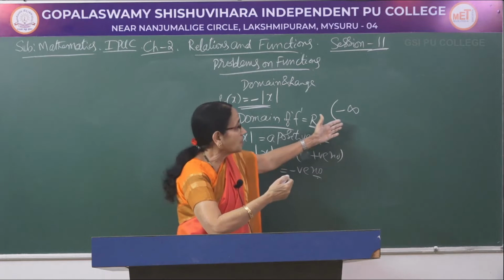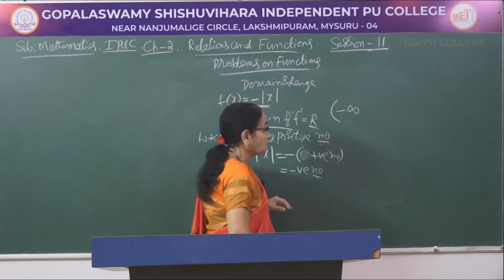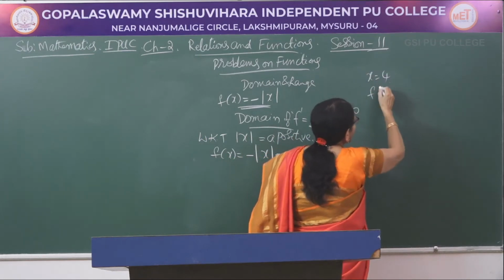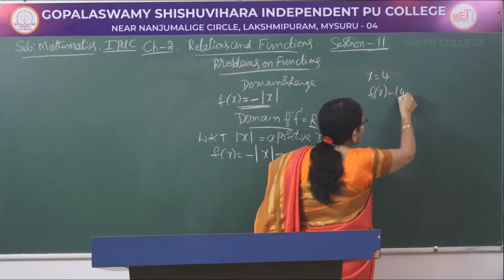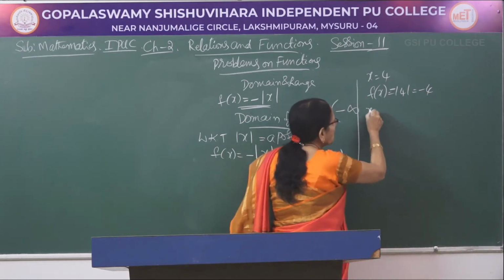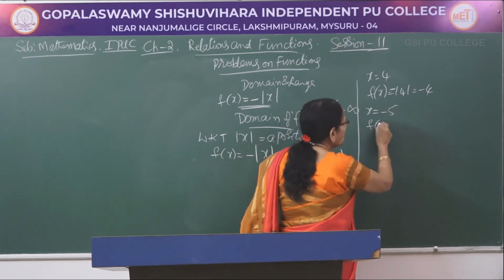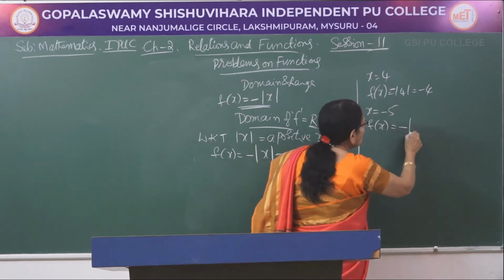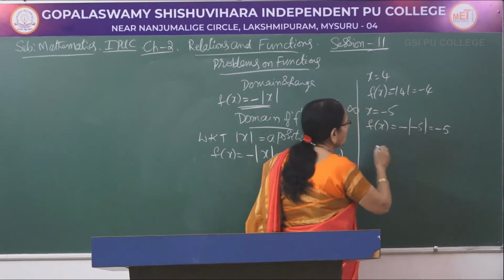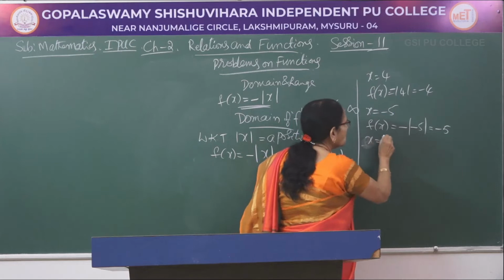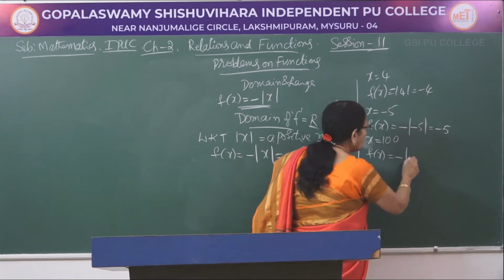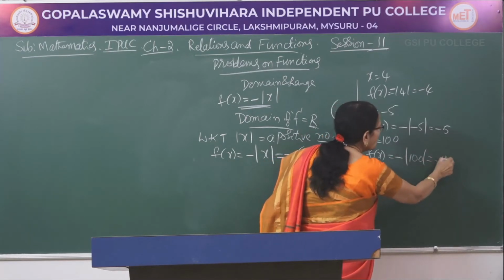You can go on by writing the value. I will write like this. Give an example, then you will understand. See, when x is 4, then f of x is minus of modulus of 4, it is minus 4. I give x equal to minus 5. f of x would be minus of modulus of minus 5. This is plus 5, so this becomes minus 5. And when x is 100, I am giving random values, f of x would be minus of 100, it is minus 100.